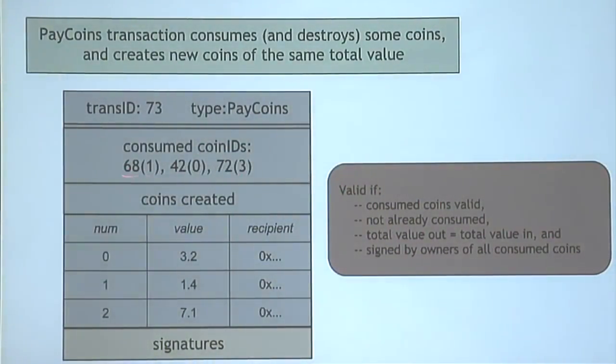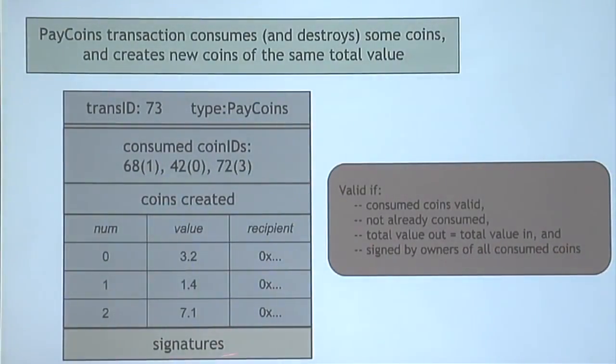All of these coins are being consumed and destroyed by this pay coins transaction. So we're going to add up the value of all of those coins, and then we're going to create a bunch of new coins, down here 0, 1, and 2, etc., just like before in the create coins transaction. Each one has a value. Each one will belong to a certain recipient. And those new coins had better add up to the same total value as the coins that we consumed.